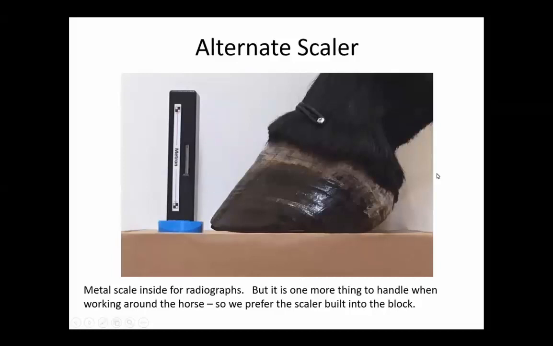I'll just mention that you could alternatively use a scale marker. So this plastic thing has some metal inside of it, which will image in a radiograph. And you can avoid an expensive fancy block. You can stand the hoof on a chunk of wood here, but put a scale marker at the center line of the toe, and that will work. So we have this as an option too. Myself, around a horse, I don't want one more thing to handle. So this little scale marker goes flying. You've got to handle the block anyway. So I like the scale marker just built into the block.